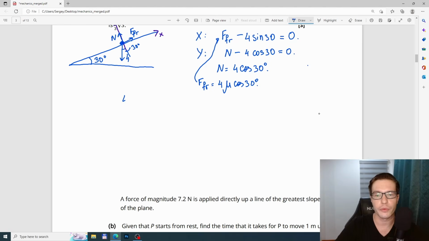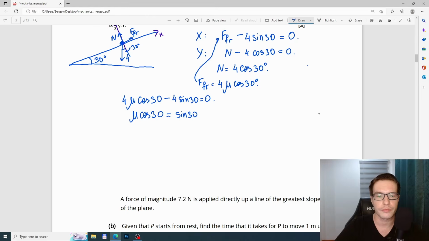So I will get 4 mu cosine 30 minus 4 sine 30 equals 0. Divide by 4, and then move sine 30 to the other side. Now divide both sides by cosine, and then sine over cosine is going to be tangent. So mu equals tan 30, and it is actually square root of 3 over 3, which is exactly what we had to show.